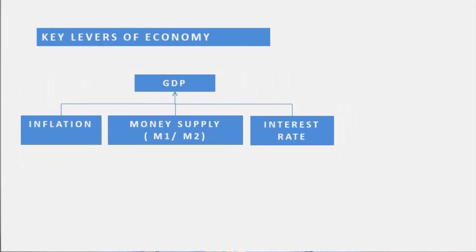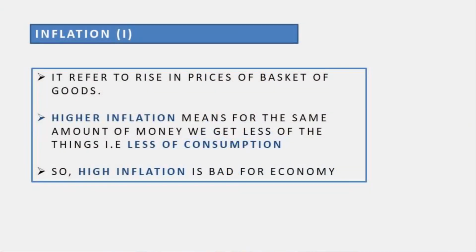Government through RBI plays a very responsible role to manage the GDP by controlling the 3 main levers: the interest rate, inflation and the money supply. Inflation refers to the rise in the price of basket of goods and services. Higher inflation means for the same amount of money, we get less of the things, that is less of consumption. Very high inflation is bad for the economy.